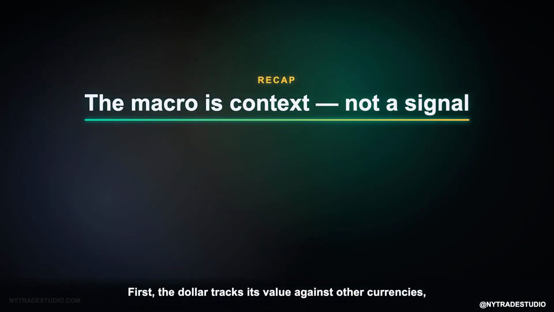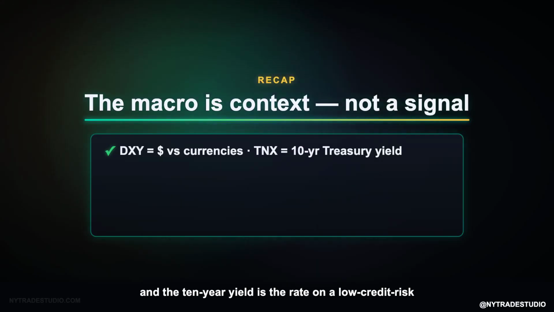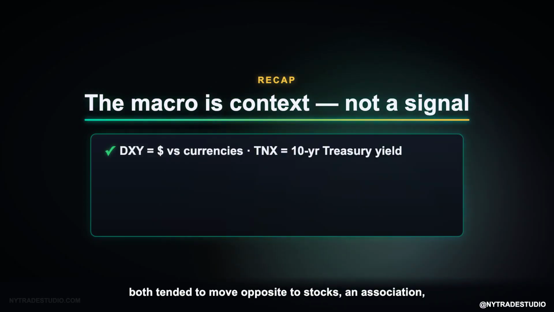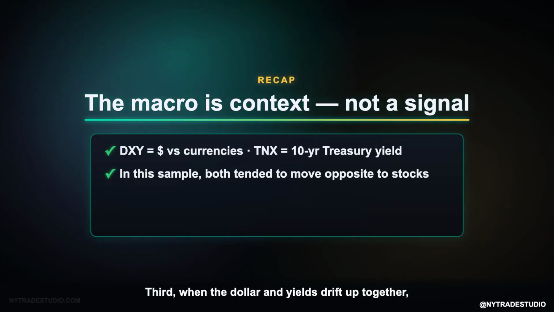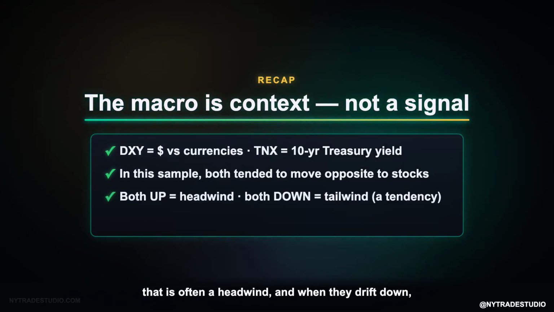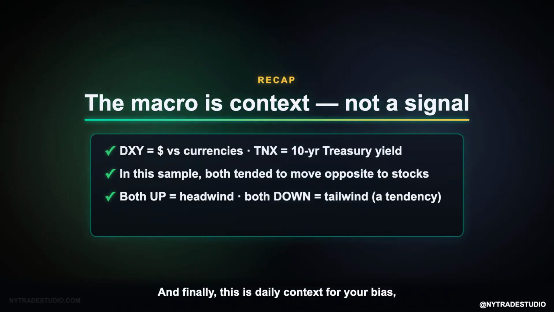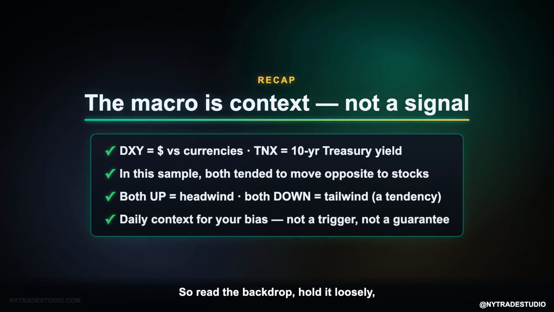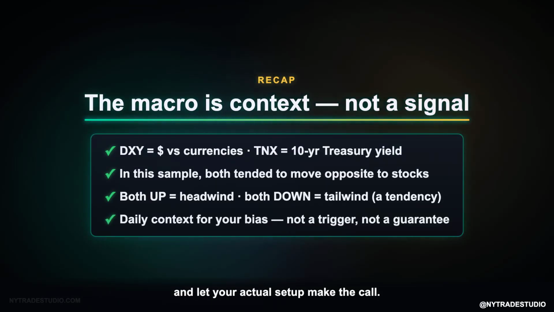First, the dollar tracks its value against other currencies, and the 10-year yield is the rate on a low credit risk government bond. Second, in this sample, both tended to move opposite to stocks, an association, not a proven cause. Third, when the dollar and yields drift up together, that is often a headwind, and when they drift down, often a tailwind. And finally, this is daily context for your bias, not an intraday trigger, and never a guarantee. So read the backdrop, hold it loosely, and let your actual setup make the call.